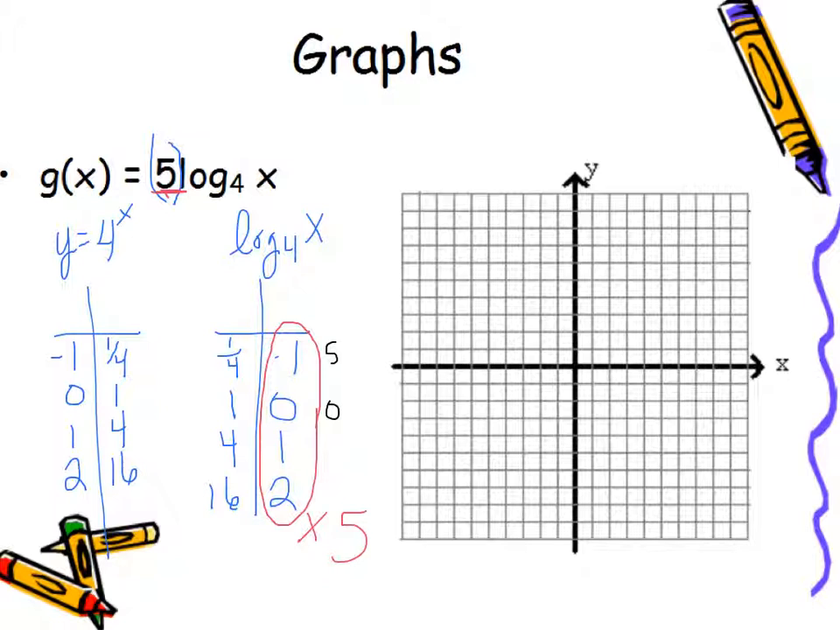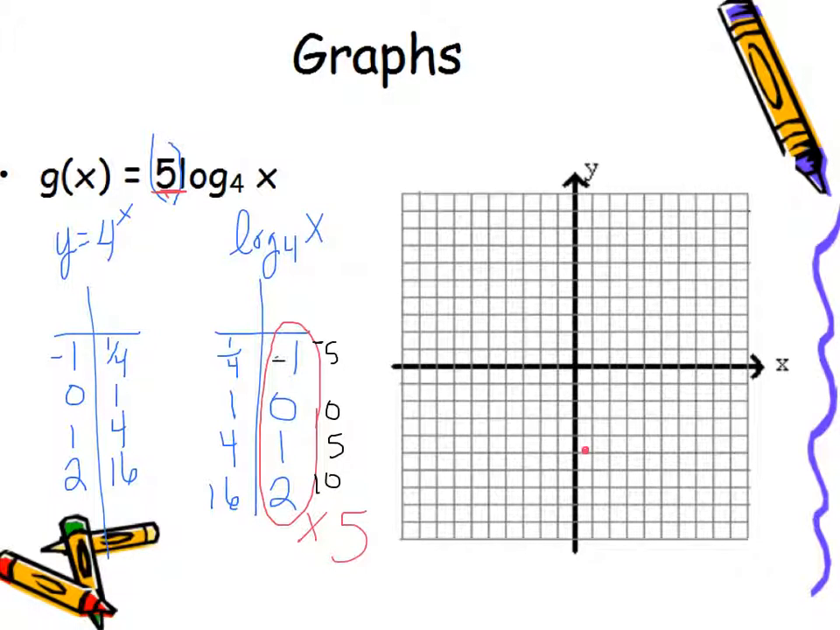And I'm sorry, I missed my little negative I had on that. That's a negative 5. And then this would be a positive 5, and this would be a positive 10. So let's go plot these points then. So the first one says go over a 4th and down 5. So here's my new point.